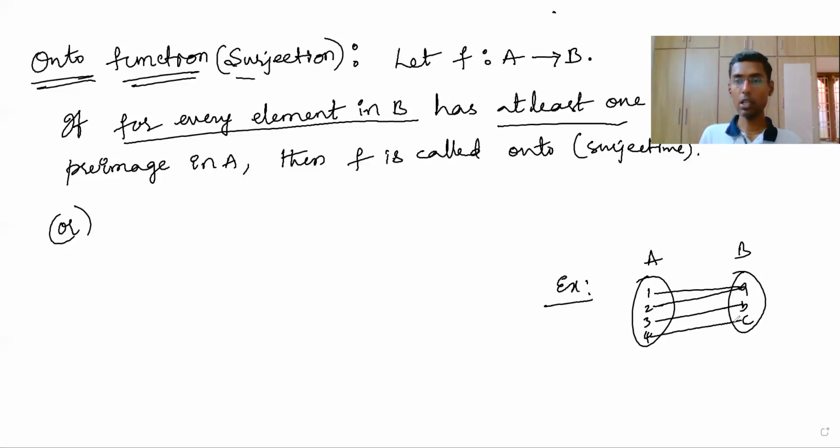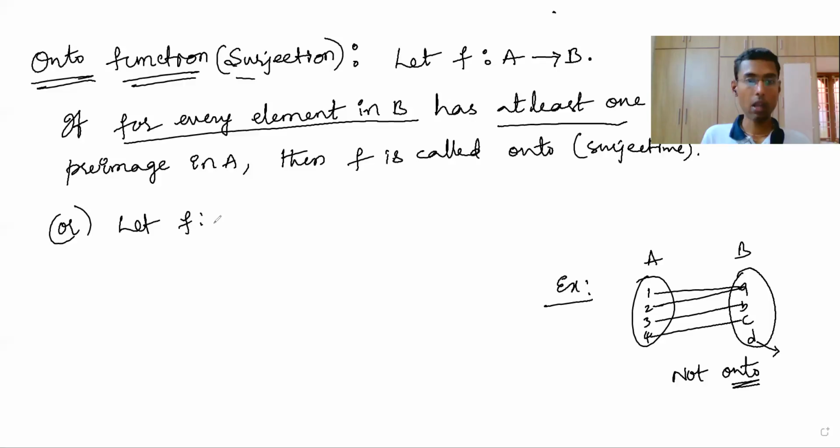So this is what I said is onto. But if I keep here D, what happens? Then it's not an onto function. Why not onto? Every element should have a preimage. D element has no preimage, so therefore it's not onto. Okay, all right. So now mathematically, how do you write?